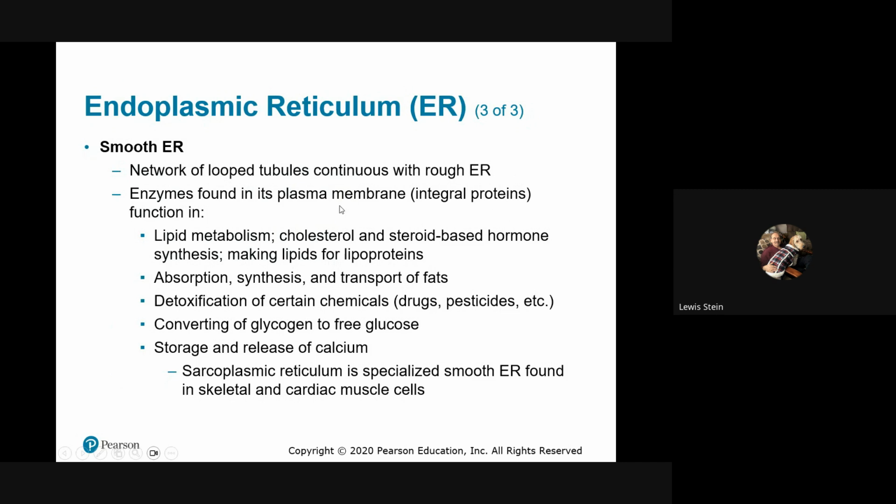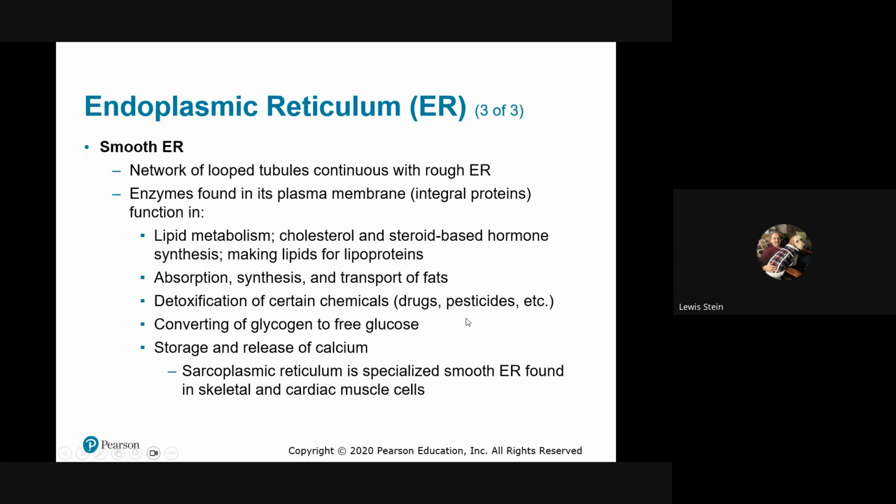Here's the smooth, a continuation of the rough. Enzymes are found in the plasma membrane, which are very similar to it. Those are some of the integral proteins. What happens there? Lipid metabolism. This is where the cells make those components that are lipid-based, and lipoproteins play a big role in fat metabolism. That's there, and that's why the liver is filled with this stuff.